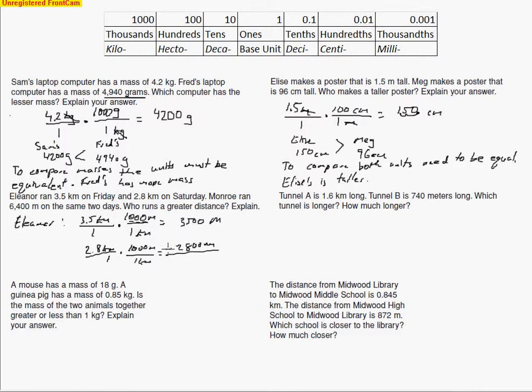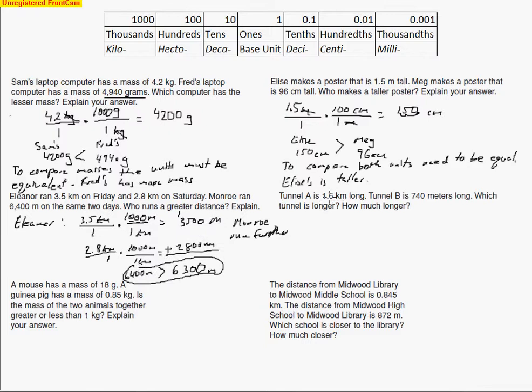Now we have to add those two together, because she ran both of those distances. And we go ahead and add those. And we end up having to carry a 1, and that makes 6,300 meters. But that is less than the 6,400 meters. So that tells us that Monroe ran further. Monroe ran further. And the reason is that 6,400 is greater than the 6,300 that Eleanor ran.